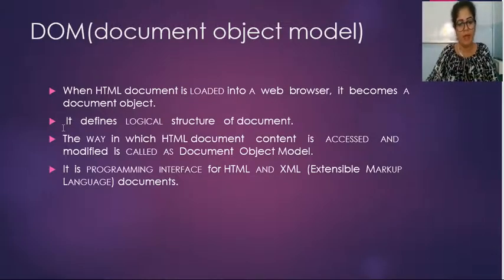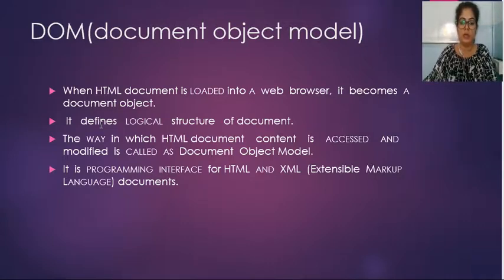Next, it defines the logical structure of a document. I hope you know that whenever you create an HTML document, you apply different tags on it, and when you run it, it shows the output according to the tags only. So that's why it is basically a representation of logical structure. Logical structure means what type of tags you have used in the document. It shows you the output accordingly. So that's why it represents the logical structure.